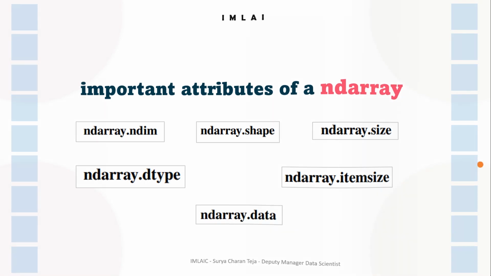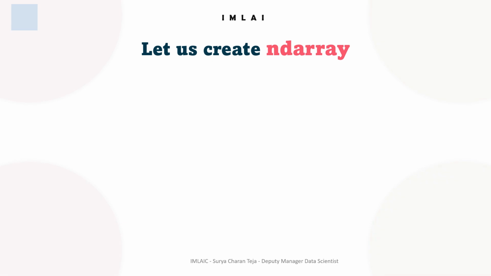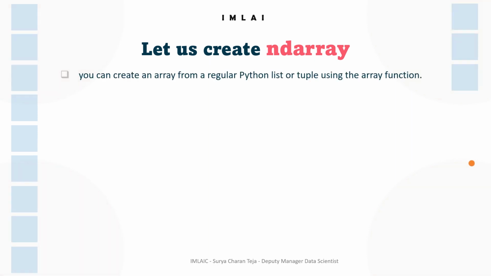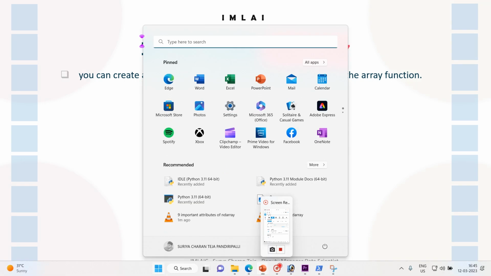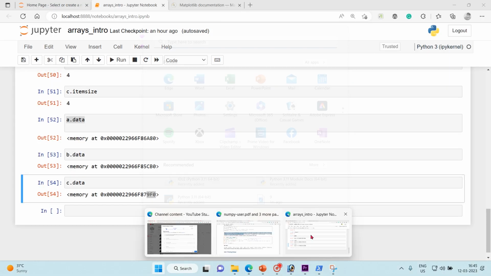Now let's try to create ND arrays in different methods. There are several ways to create arrays. For example, you can create an array from a regular Python list or tuple using the array function. The type of the resulting array is deduced from the type of the elements in the sequences. So let's do that.